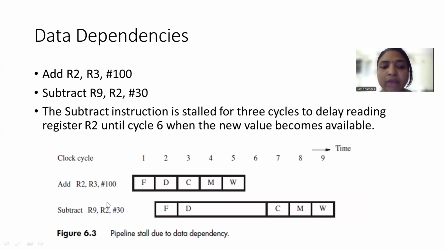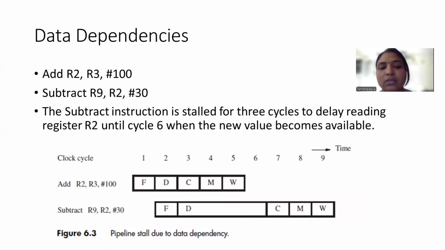the second instruction, that is R9 is equal to R2 minus 30. So R2 data will be available only in the fifth clock cycle, but you can perform the decode in the third clock cycle itself. So in this case, the pipeline has to stall for the data. You can perform the subtract operation only in the seventh clock cycle, because the data will be available only in the fifth clock cycle. So decode will be completed in the sixth clock cycle, and we can perform the subtract operation only in the seventh clock cycle. So here the data is not available at that particular clock cycle.